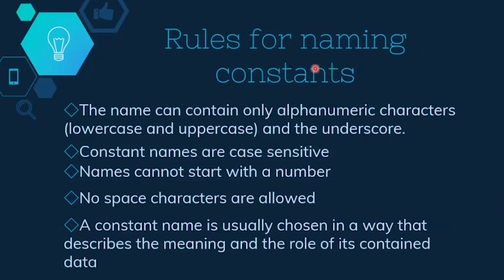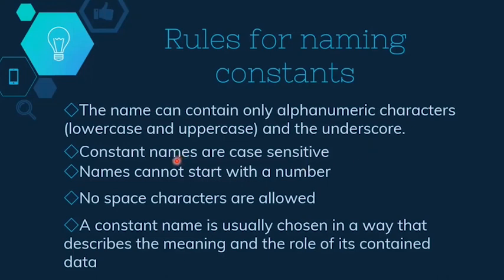Next, rules for naming constants. Now this part is basically the same as naming regular variables, but I will still go over each one. The first one is the name can contain alphanumeric characters, lowercase and uppercase, and the underscore. Even though lowercase letters are permitted, it is advisable to use only uppercase letters. This helps you to visually distinguish constants from variables.